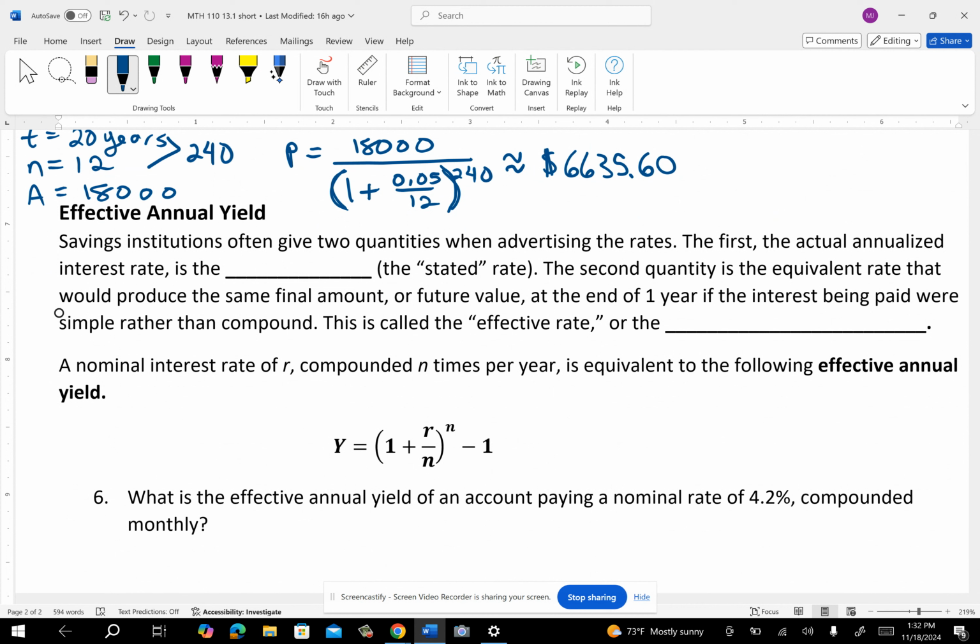So savings institutions will sometimes give you what they call the nominal or the stated rate, the actual annual interest rate. But then they'll also give you a quantity called the effective annual yield or effective rate.